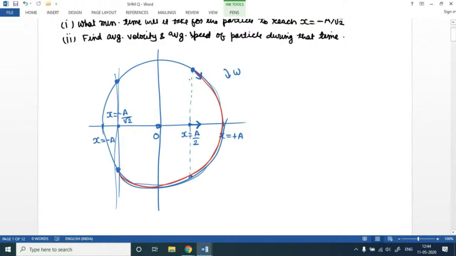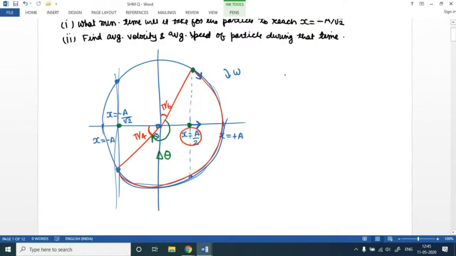So basically we must try to find out the angular displacement over here. This angle, since this is x is equal to a by 2, would be pi by 6. And you should also realize this is x is equal to minus a by root 2, so this angle is nothing but pi by 4 over here. So it is clear that when the particle moves on the x-axis from this position to this position, the particle on the reference circle will move from this position to this position. This would be the angular displacement, say delta theta.